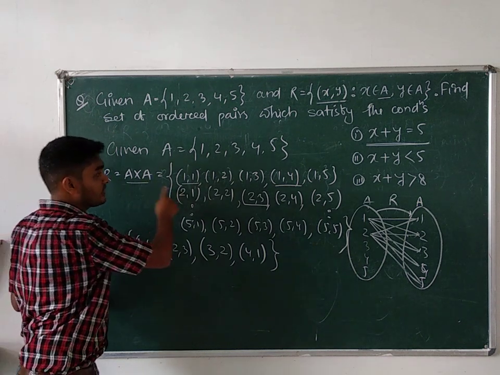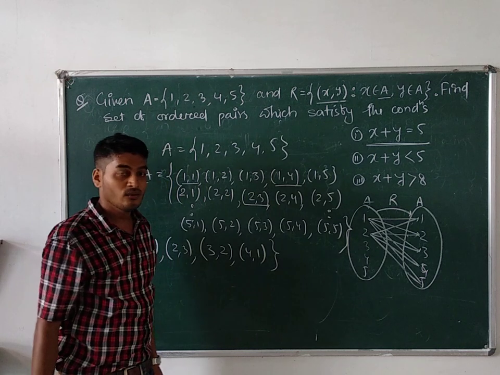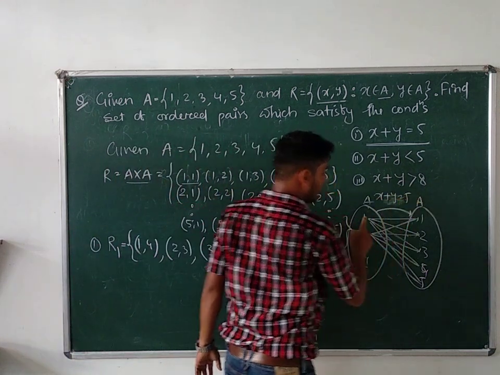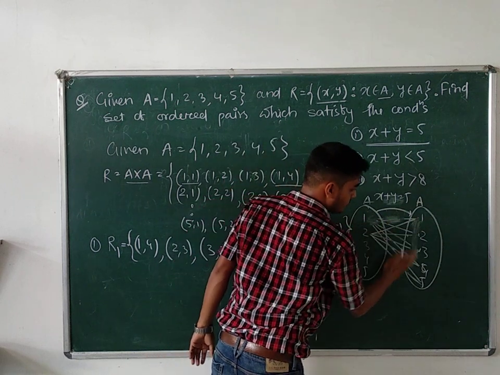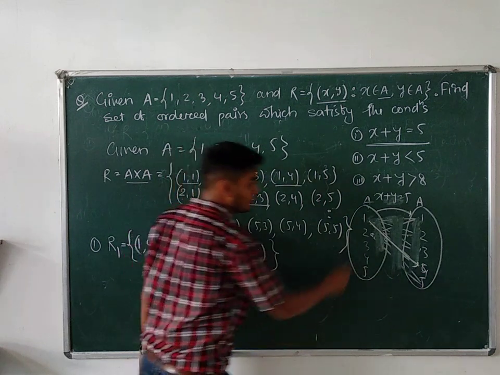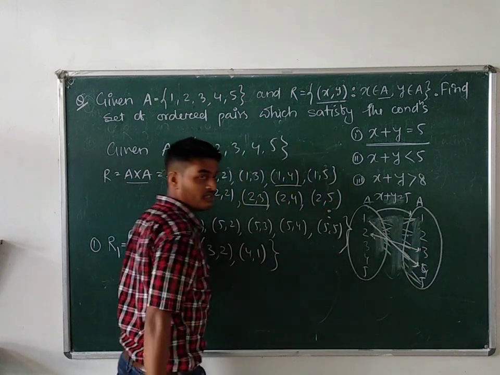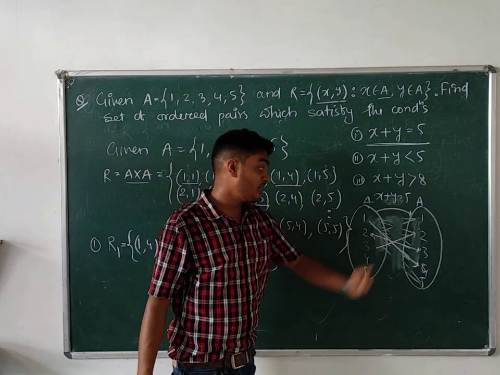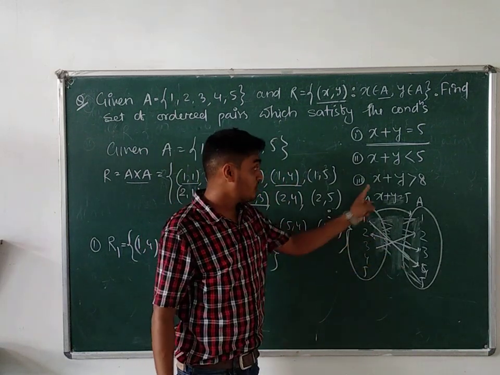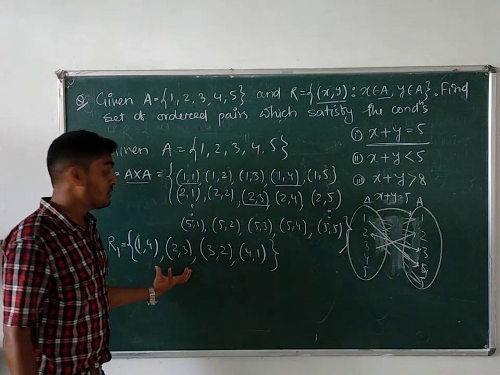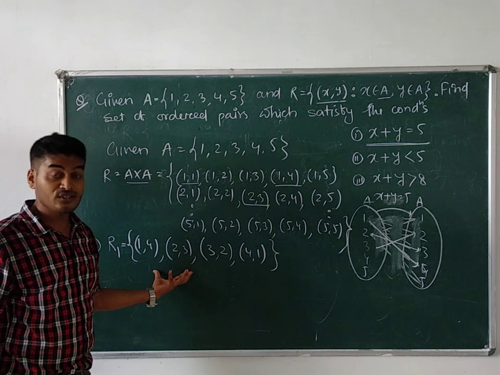Whenever the restriction is given that the sum is 5, x plus y is equal to 5, then 1 will pair with what? 1 will make pair with 4 only. Similarly, 2 will make pair with 3. 3 will make pair with 2. 1 will not make pair with other elements except 4, because the condition is given that x plus y is equal to 5. If a condition is given, then we have a new set and it is known as a relation.